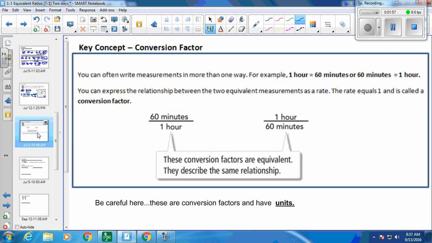When we have the word rate, you do need units. So when you have a ratio, you don't need units. And by units, I mean labels: feet, inches, hours, minutes. So they're just showing us that we can have either one here. Again, down at the bottom, be careful here. These are conversion factors and have units.